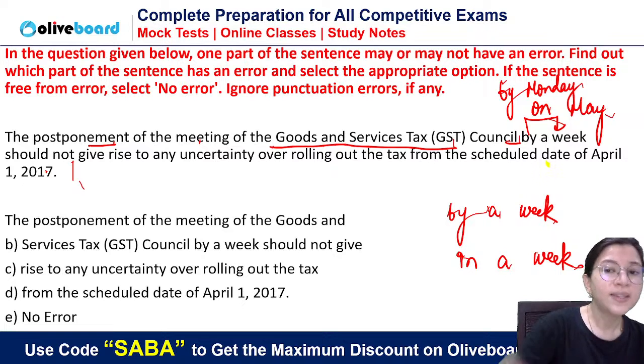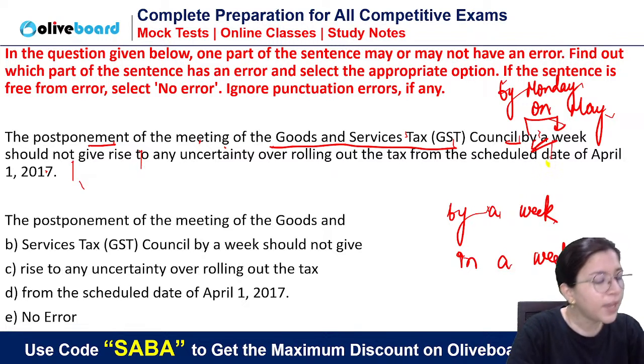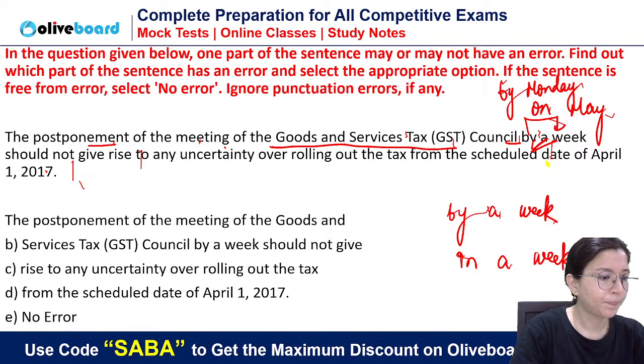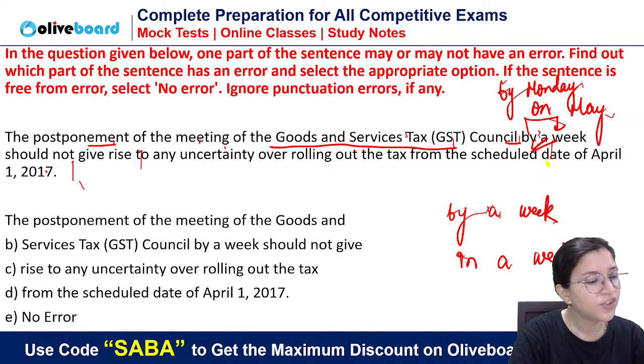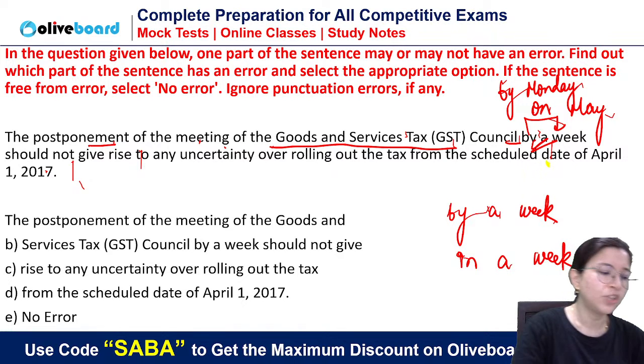Both can make sense. Same is the case here, that the postponement of the meeting of the GST Council by a week, मतलब एक हफ्ते के लिए वो पोस्टपोन हो गया है. Are you getting my point? Both can make sense. By Monday, by January, in January. The exams will be conducted by January. The exams will be conducted in January.